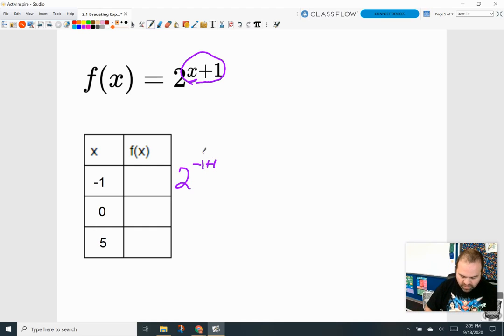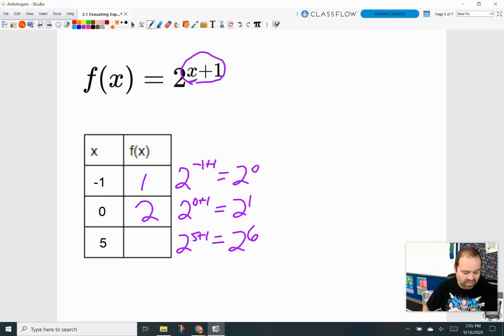So 2 to the, that is 0 when I add those together. And then here 2 to the 0 plus 1, that's 1. So that becomes 2 to the first. And then here 2 to the 5 plus 1. So that's 2 to the sixth. Again, I don't know what that is off the top of my head. 64.